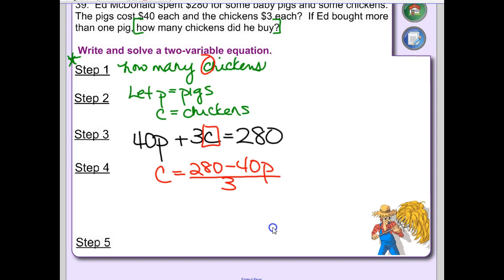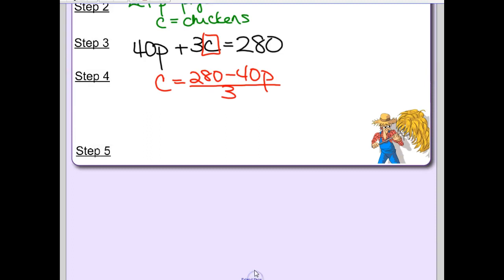Now, here's where the fun begins. We've got to go through and find our whole number solutions. Now, we've got to do our input-output chart. What number should we start with on our input-output chart? If you're not sure, you need to go back up there and read the last sentence. The last sentence says, if Ed bought more than 1 pig, how many chickens did he buy? So if he bought more than 1 pig, that means we've got to start with 2. Does that make sense?